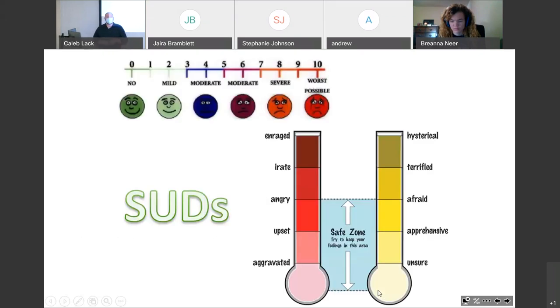There's a lot of different ways that you can track SUDS levels. Some of you are probably quite familiar with the feeling faces up there, sort of a pain rating scale that we often use, mostly for adults too. But you can use it for anxiety: how scared am I? How angry? How worried am I? Or we can use literal thermometers, where am I feeling? How much between enraged versus aggravated versus down here being fine am I?